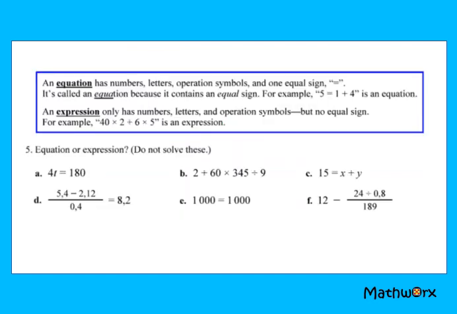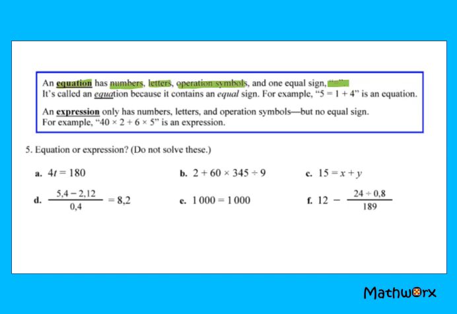Okay, here we're going to do a bit of a recap from what we have done before. Now, if we look at an equation, it has numbers, it has letters, it has operation symbols, and it has an equal sign. Remember when we did our balance scale exercise? An equation tries to keep your scale level because of that equal sign. It is called an equation because it contains that equal sign.